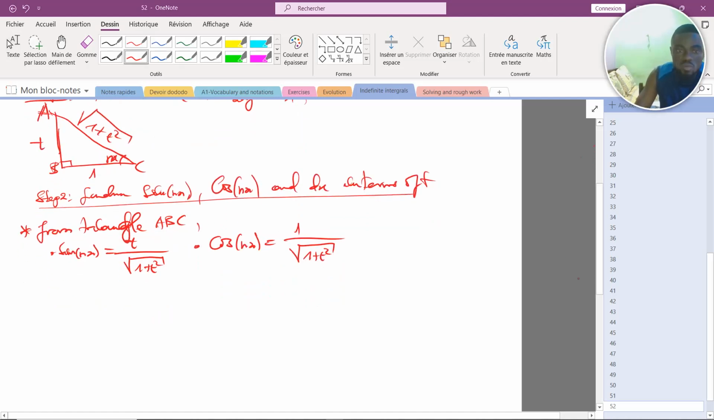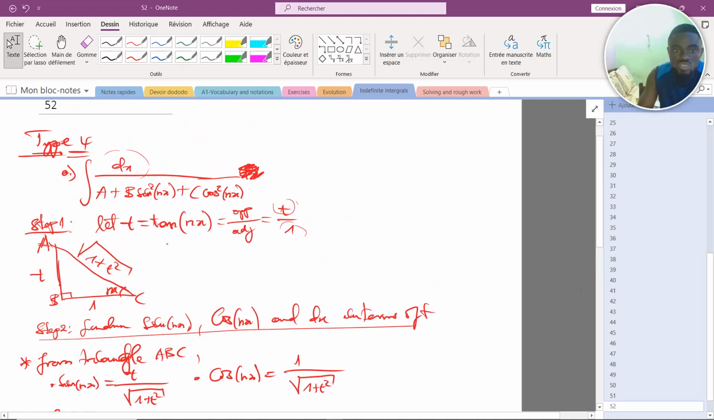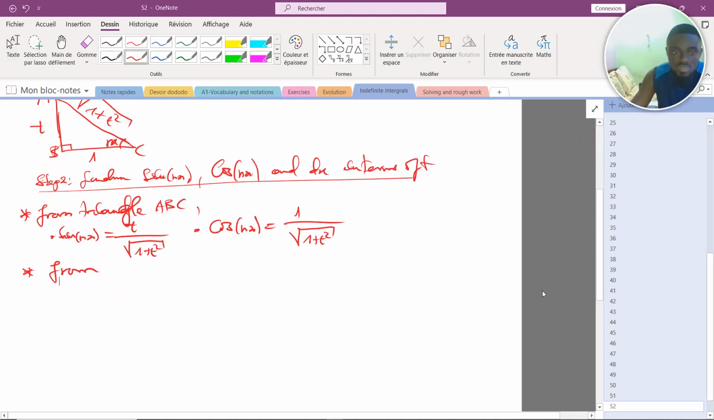Now we have to find our dx. To find dx, we shall use our substitution. We just differentiate it implicitly, from t equals tan nx. If I differentiate this implicitly, I have 1 times, since I was differentiating with respect to t, dt. And when I differentiate the right side, how do you differentiate tan nx?